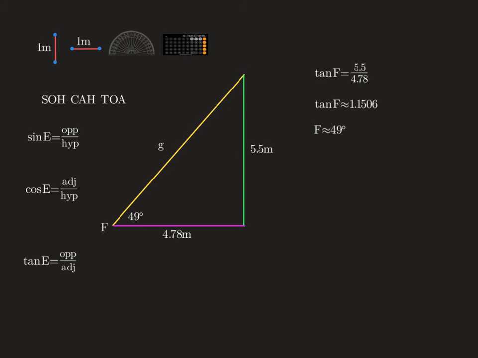All right, let's take the sine of this angle, and we get 0.7548 approximately, which means that 5.5 is about 75.48% of this G. Now we could just divide both sides by 0.7548, and we get G is equal to approximately 7.287.